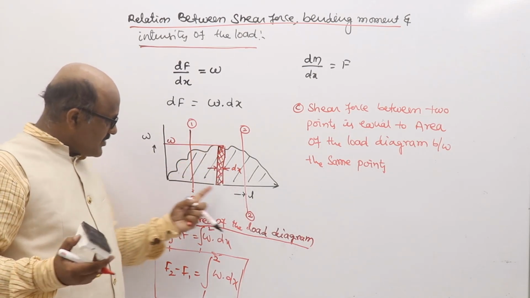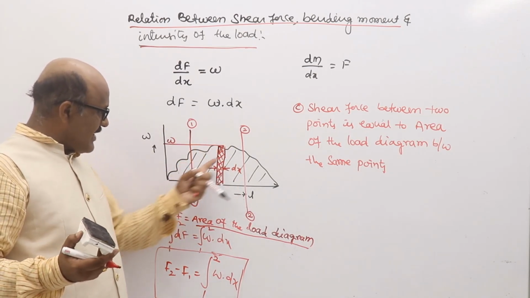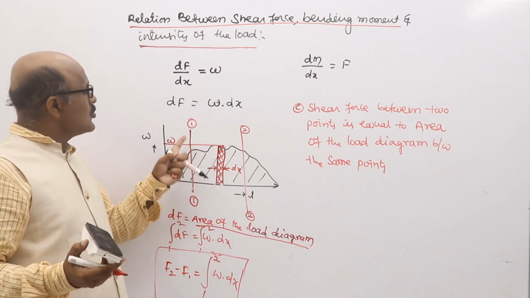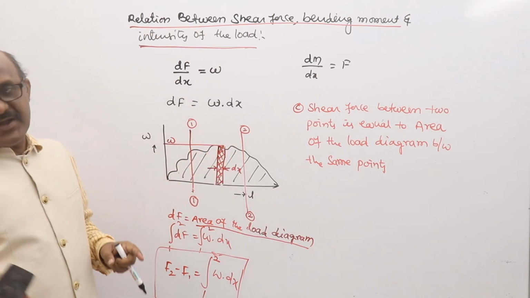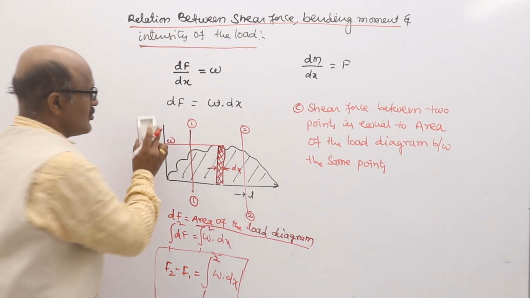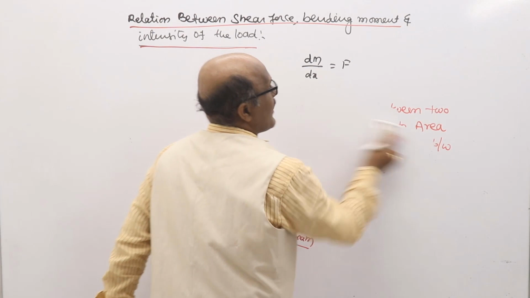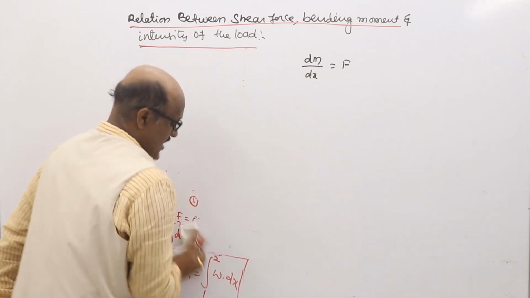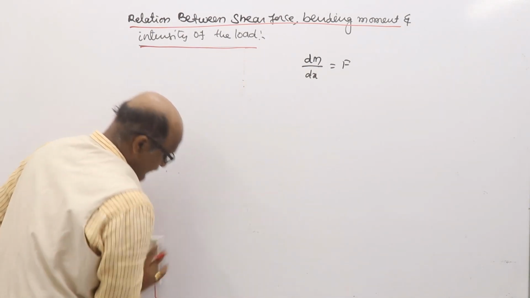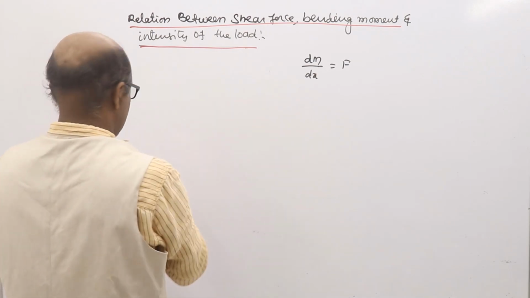Whatever the area between the 2 points, for that area of the load diagram is equal to shear force between these 2 points. Now, coming to another equation, my dear students. What is the next equation? dM by dx is equal to F. dM by dF is equal to x, my dear students.